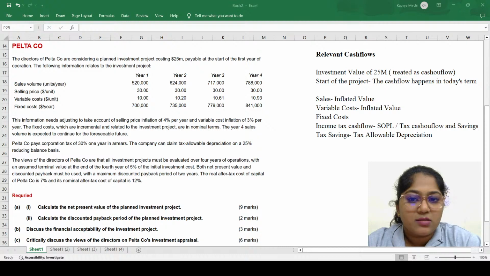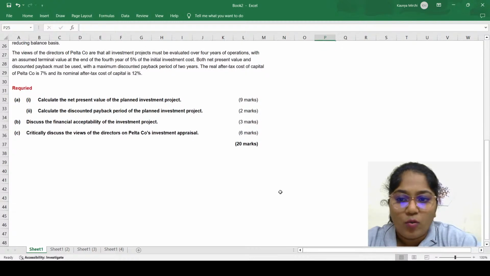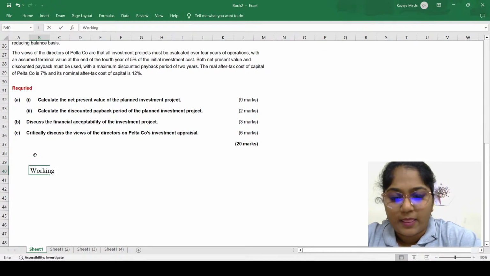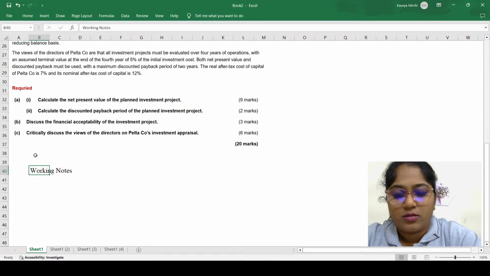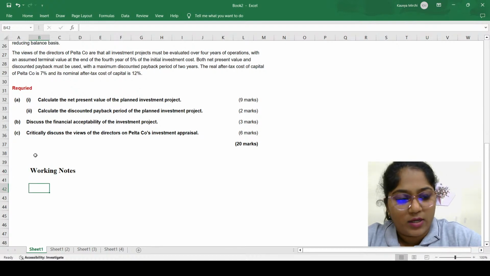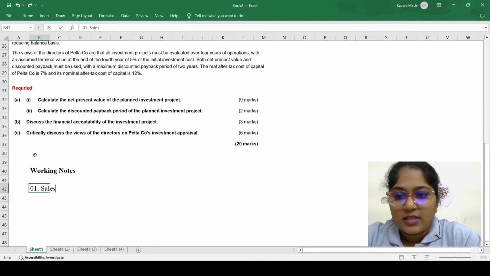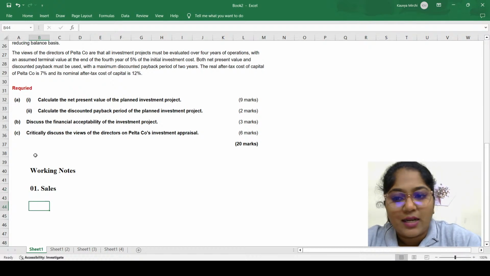Okay. So we will start from the very first working note, which is sales. I know sales, number of units, and I also know what? Let me write the working notes, everyone. The very first one is sales or revenue, you can say. I'm going to consider that.